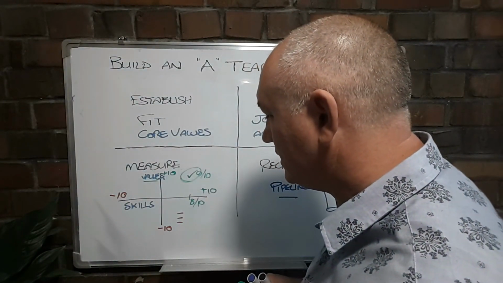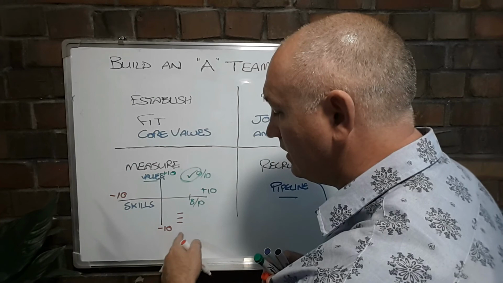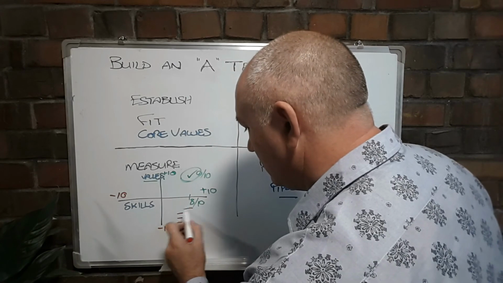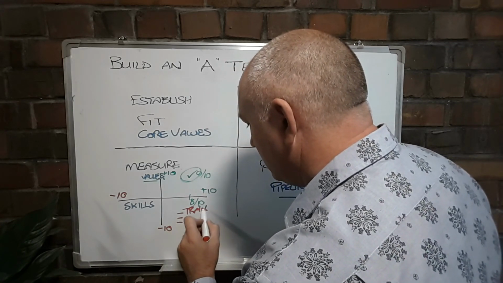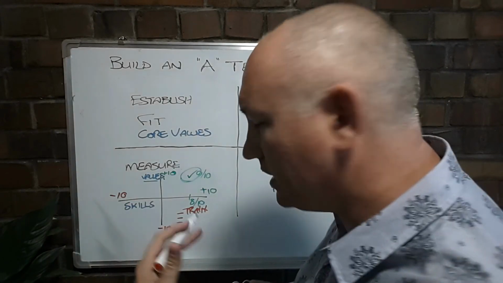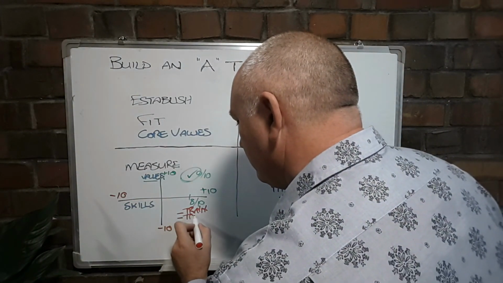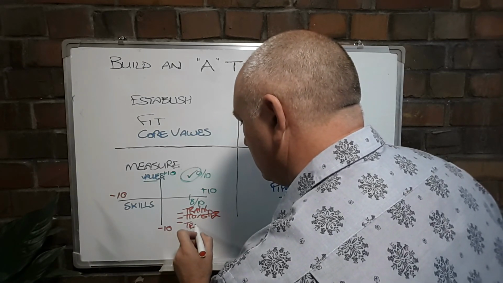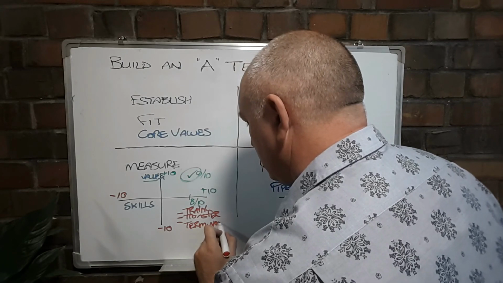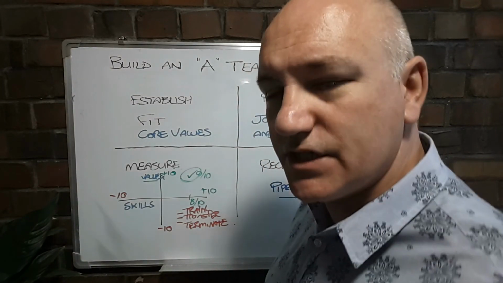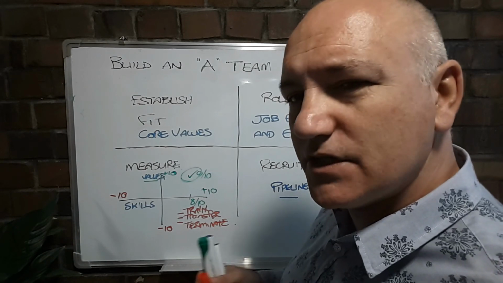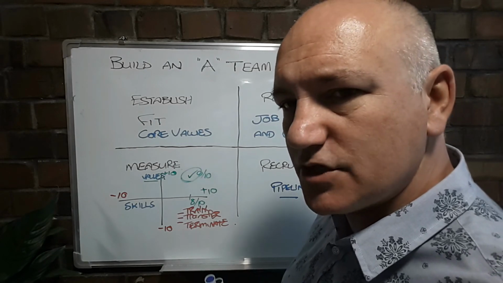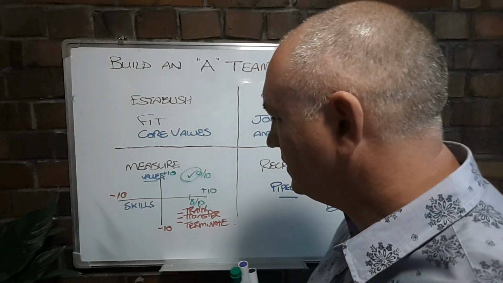Now let's have a look at somebody that's perhaps not so high in skills, but they are high in terms of values. In this situation, what we need to do is potentially train the person, because their skills aren't so high. If we can't train them, we need to transfer them or terminate. It's actually quite a difficult decision because they fit the values, they embody what the organisation stands for, but they don't potentially have all the attributes or the skills required to perform the functions.